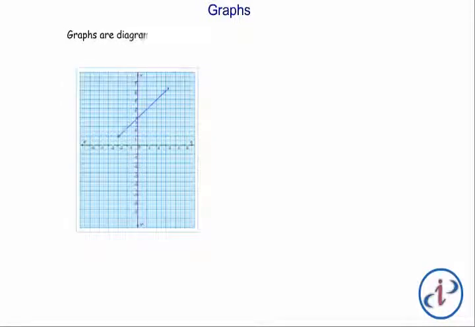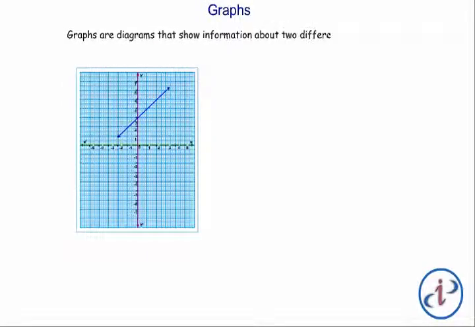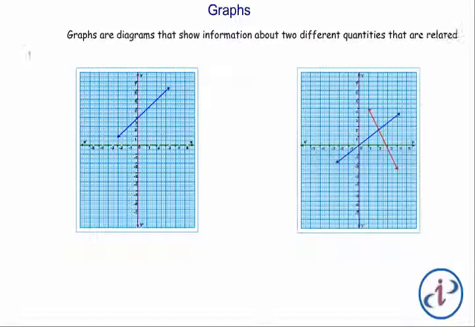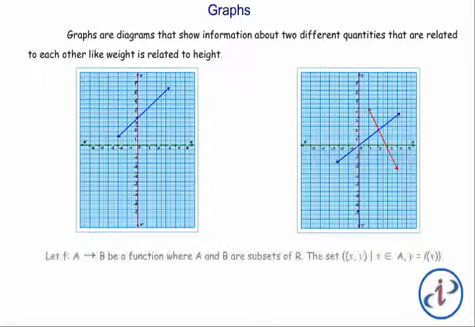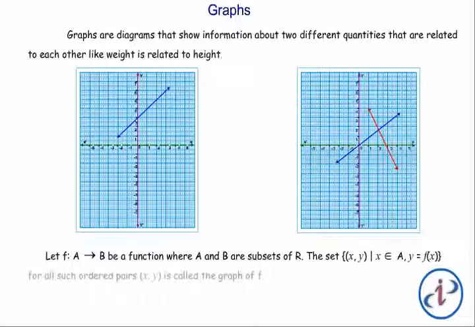Graphs are diagrams that show information about two different quantities that are related to each other, like weight is related to height. In general, graph is defined as: let function f from A to B be given, where A and B are subsets of R. The set of all ordered pairs (x, y), where y is equal to f of x, is called the graph of f.